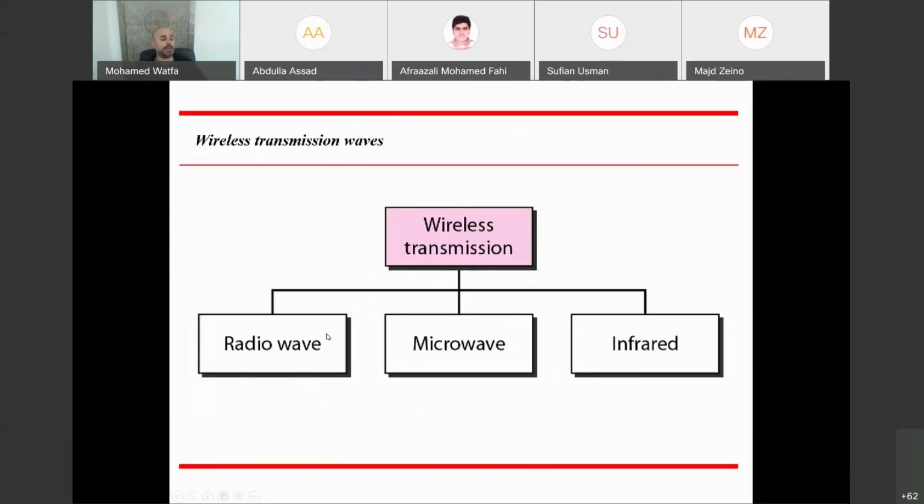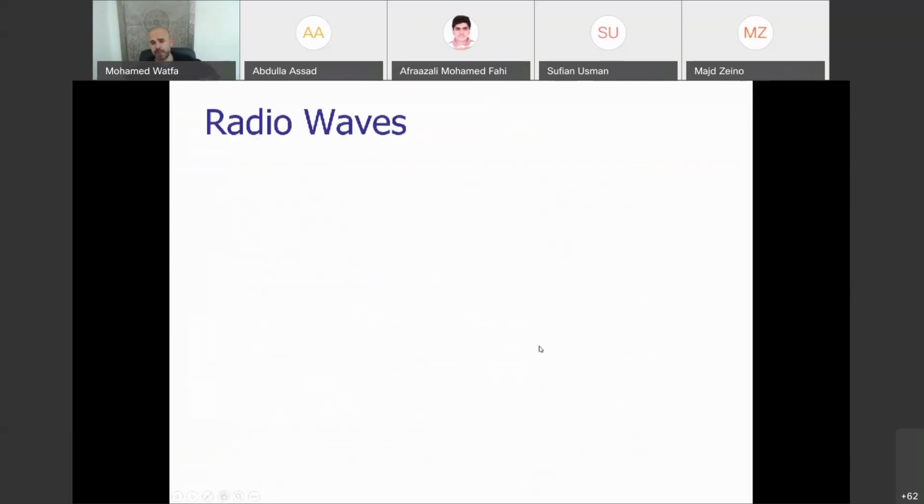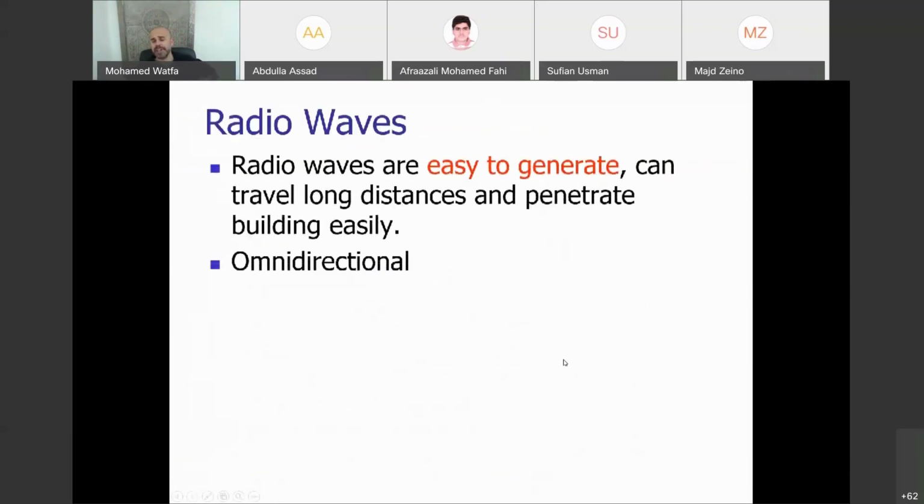So let's talk about some of these wireless technologies: radio wave, microwave, and infrared. Radio waves are easy to generate because most technologies use radio wave. They could travel long distances. They could penetrate buildings. They're omnidirectional, which means they are in all directions. They're not directional, like infrared, for example.